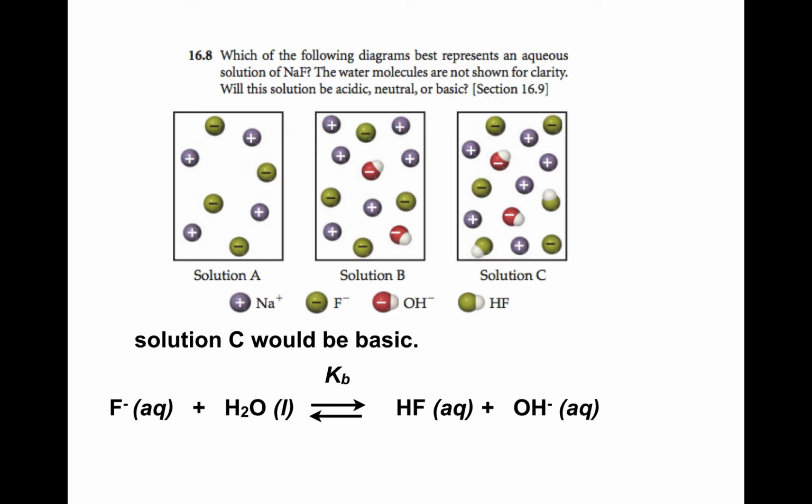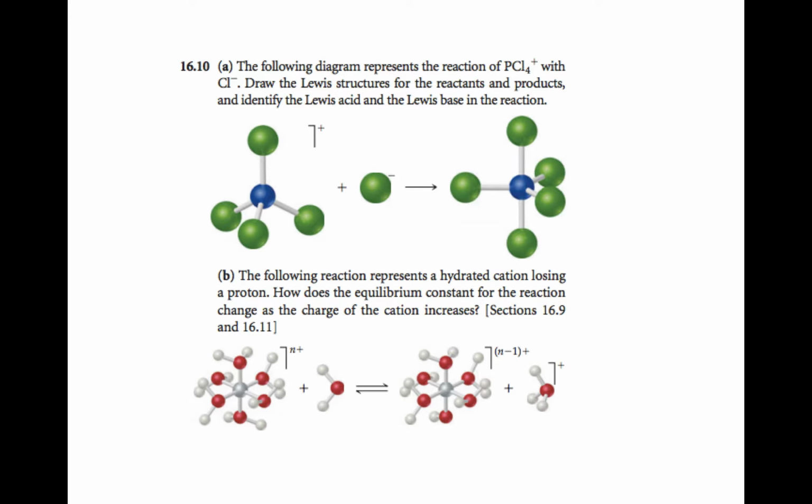So you got a Kb value for fluoride ion. It's a significant base. The following diagram represents a reaction with PCl4+ reacting with chloride. Draw the Lewis dot structure for the reactants and the products. Identify the Lewis acid and the Lewis base in the reaction.